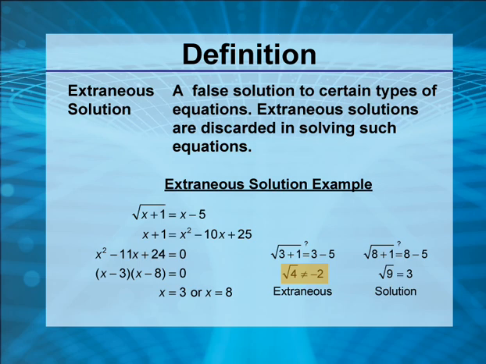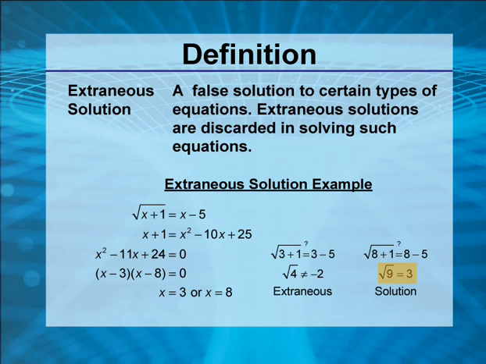solution. Next, we plug in x equals 8 into the original equation, and we get the square root of the quantity 8 plus 1 equals 8 minus 5. And once again, notice the question mark above the equal sign. On the left side, we get the square root of 9, and on the right side, we get 3. And those two terms are equal to each other.